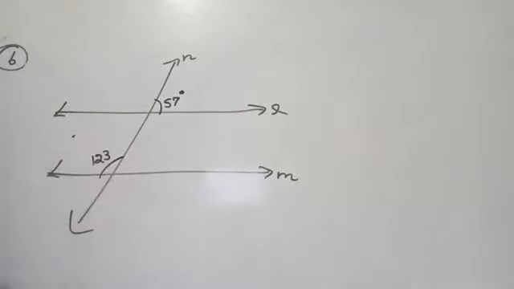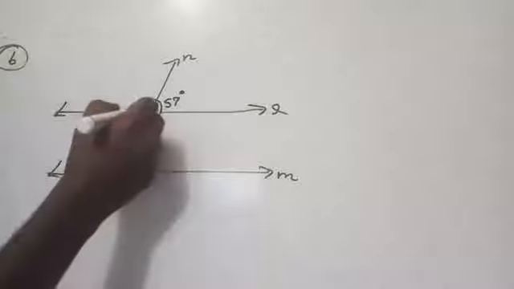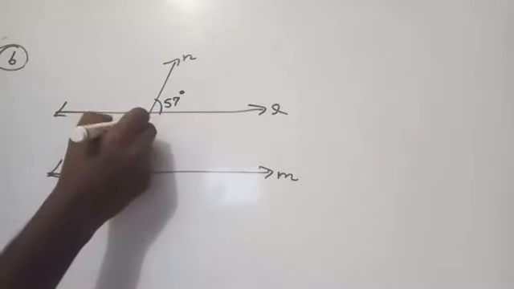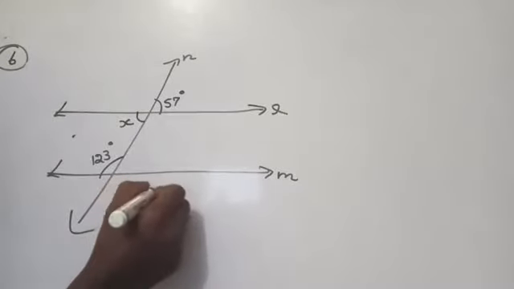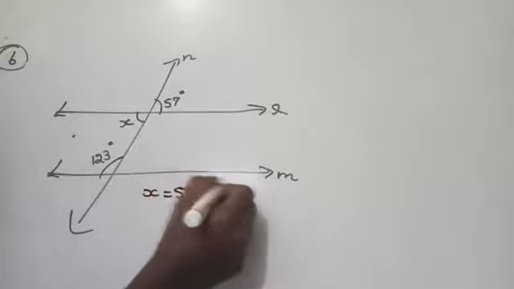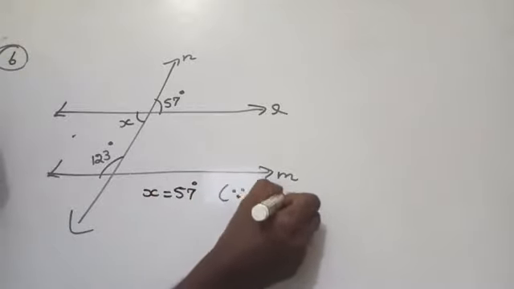It is 123 degree, it is given. So we will take this angle as X. Now, can you find the value of X? These two lines are not parallel, right? When can we say the vertically opposite angles are equal? If just two lines intersect at a point, then the vertically opposite angles are equal. So we can conclude that X is equal to 57 degree, since vertically opposite angles are equal.